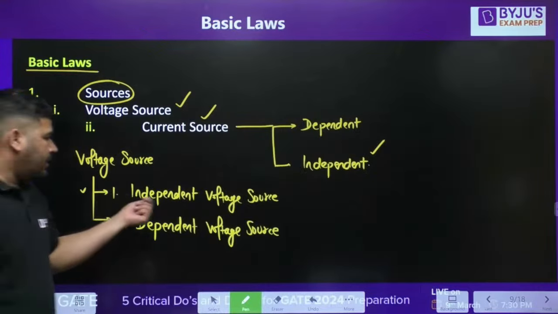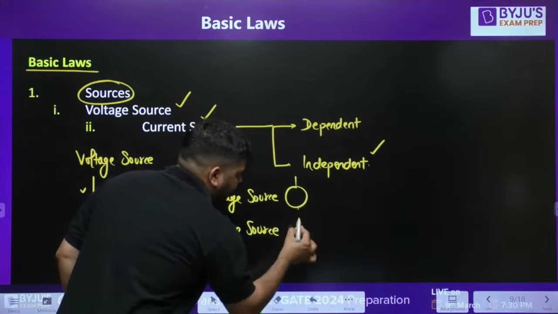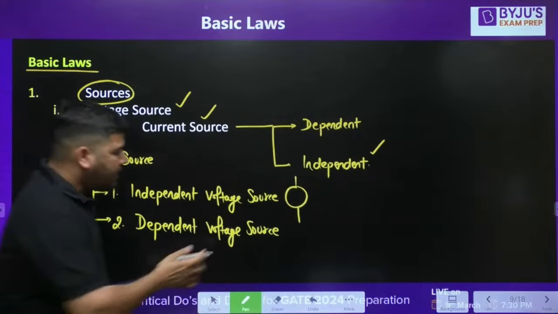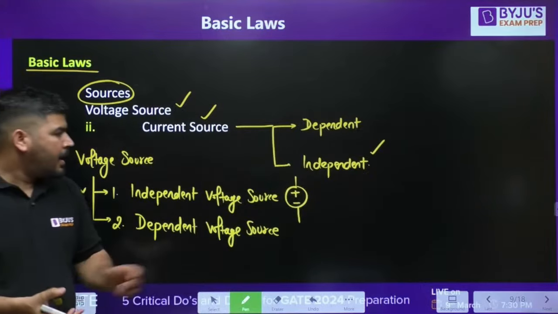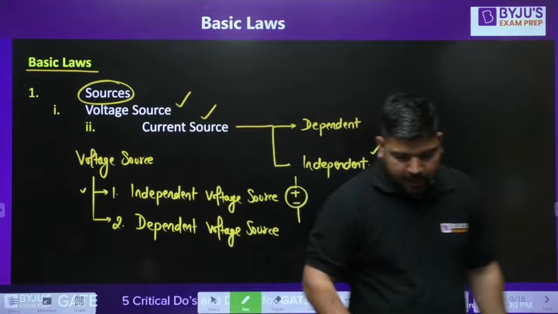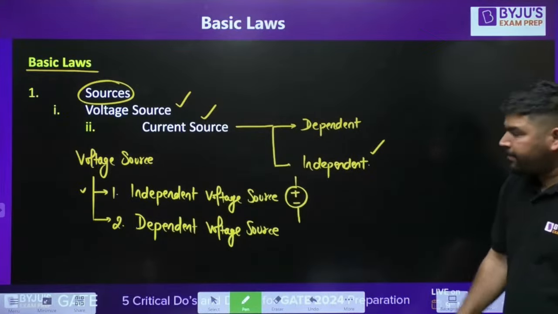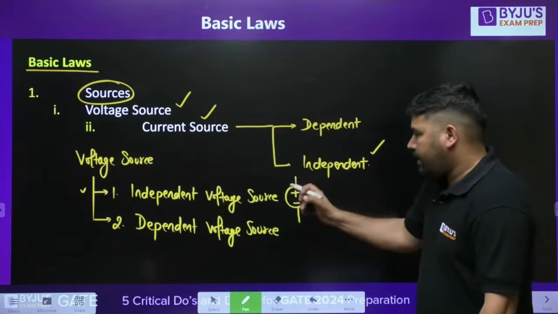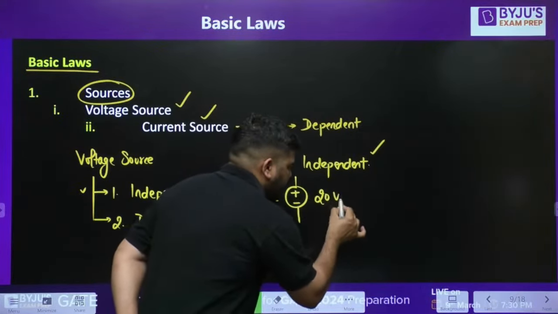So independent voltage source can be shown like this, in a circle. And there must be some polarity. Plus means the higher potential point, minus means the lower potential point. So this is an independent voltage source. Let's say its value is 20 volt.